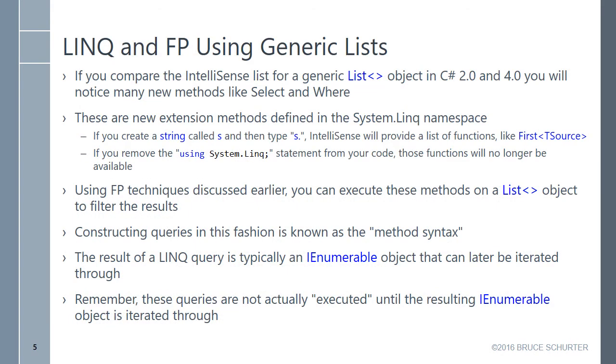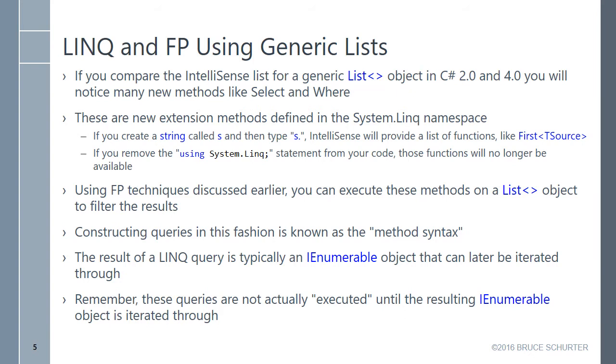If you compare the IntelliSense list for a generic list object in C# 2 and 4, you will notice many new methods like select and where. These are new extension methods defined in the System.Linq namespace. So if you create a string called s and then type s dot, IntelliSense will provide a list of functions like First<TSource>. However, if you remove the using System.Linq statement from the top of your code file, those functions will no longer be available. Again, it's because they were added as extension methods. They are not physically part of the type that they're referring to.